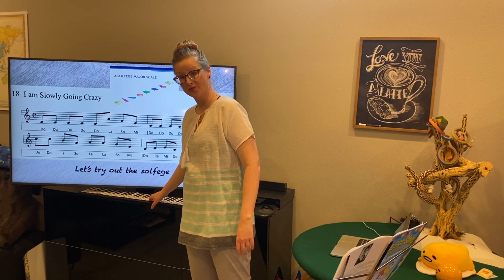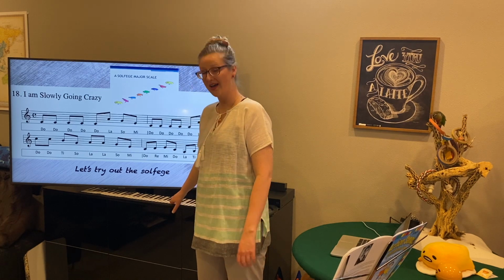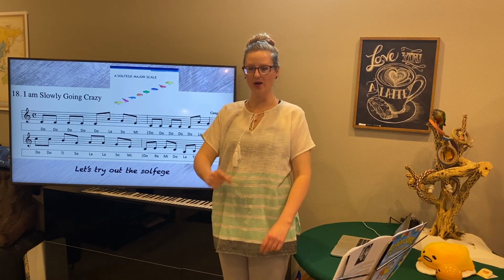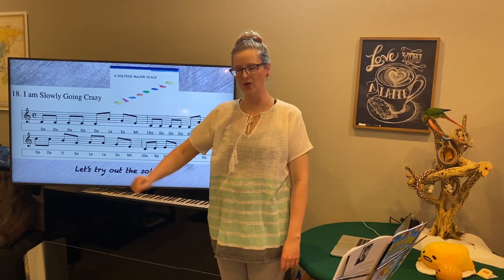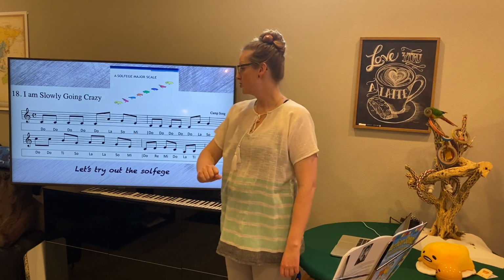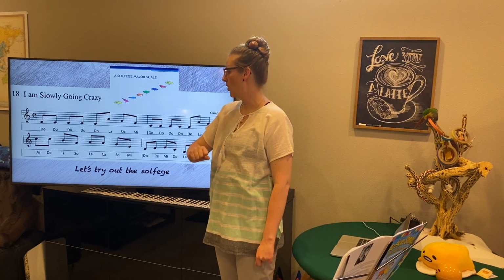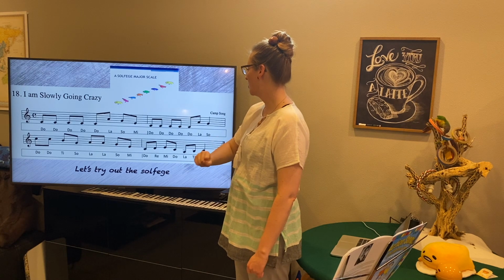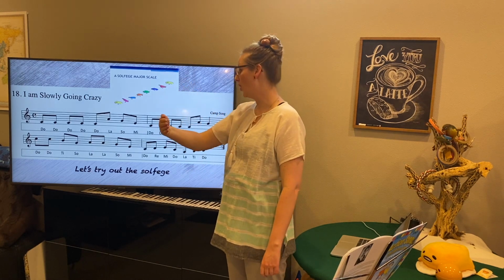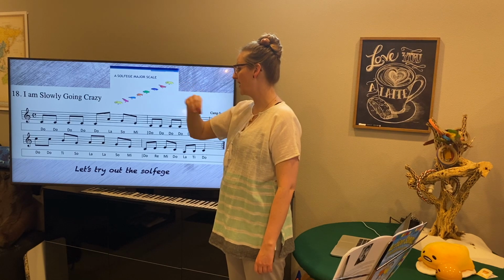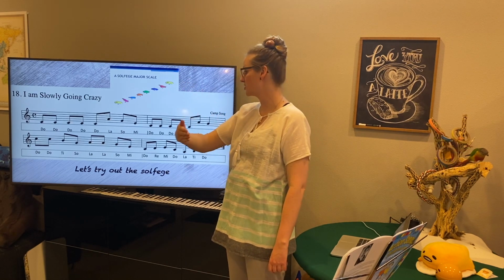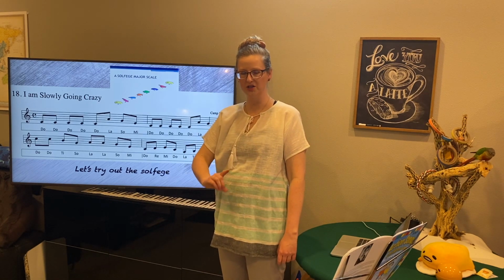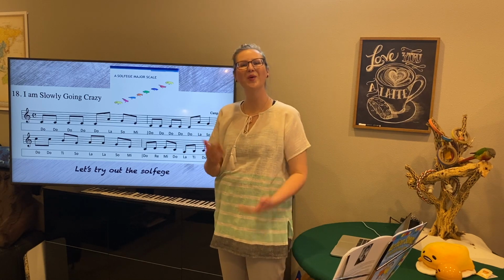Here's our low do. Here's our high do. One and two and ready. Do, do, do, do, do, la, sol, mi, do, do, do, do, do, la, sol, do, do, ti, sol, la, sol, mi, do, re, mi, do, la, ti, sol. Wonderful job.